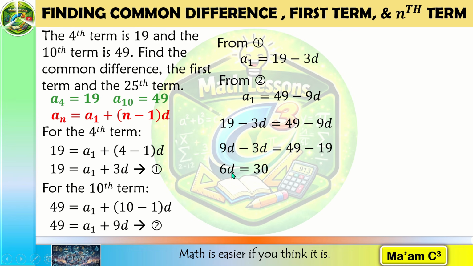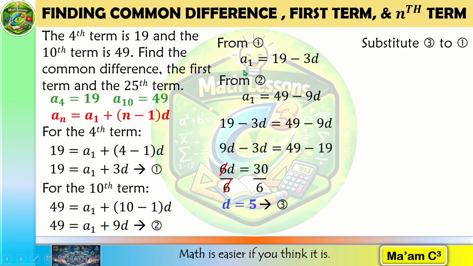To solve for d here, we're going to divide both sides by 6. This will be cancelled out, leaving you d, and 30 divided by 6 is equal to 5. Now we have the common difference. Let this be our equation 3. Then I am going to substitute equation 3 to equation 1 or equation 2. It's up to you. So substituting equation 3 to equation 1.